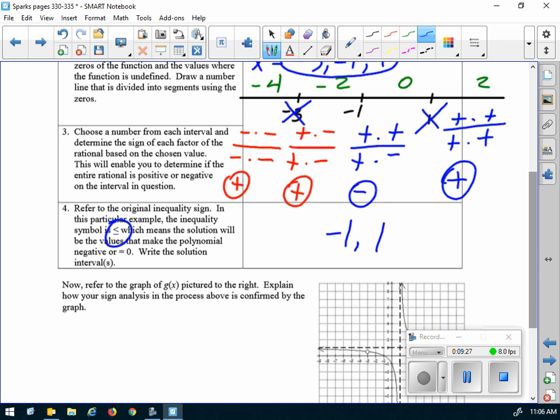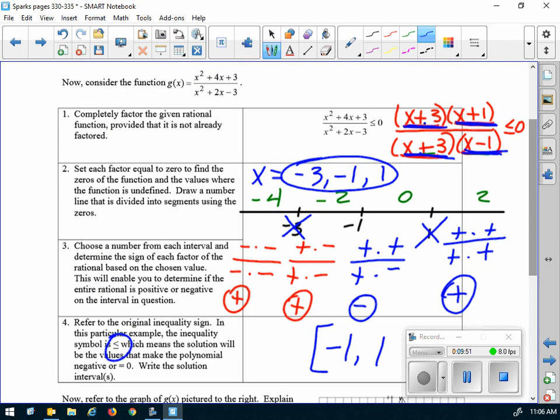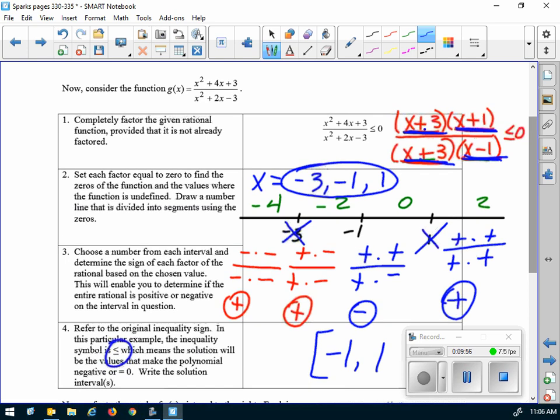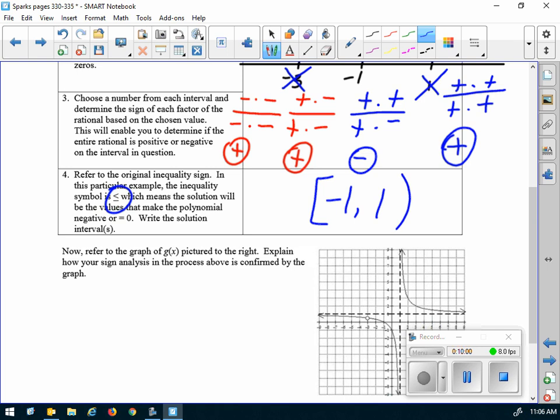Now what we have to decide is, do the endpoints make the thing true or false? What about negative 1? True, because at negative 1 that thing equaled 0. What about at x equal 1? Why did I mark it out up here? Because I don't have a hole there, I have a vertical asymptote there. Remember, you get a vertical asymptote when you have a not 0 divided by 0.